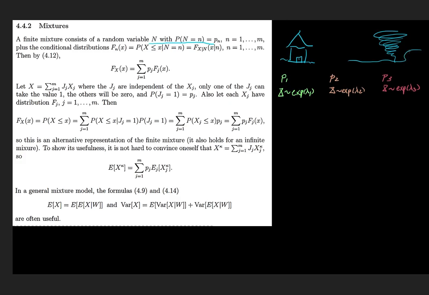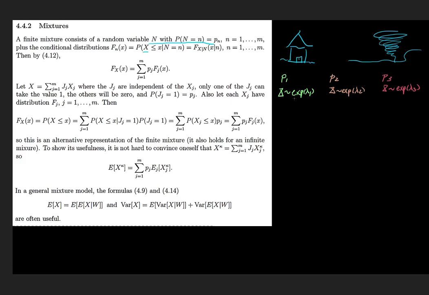Now, how does this fit into the whole mixture distribution setup? Well, let's take a look at the book. It says a finite mixture consists of a random variable n with certain point probabilities and some conditional distributions that are the distributions of x given that n takes certain values. So that fits very well with our setup because we have a random variable, strength of storm, that has certain point probabilities, and depending on what that strength of storm is, then x will have different conditional distributions.